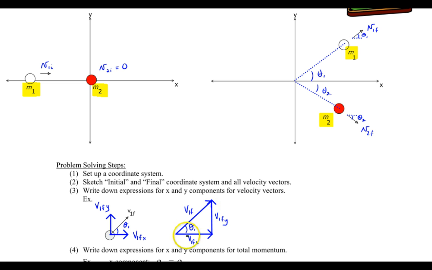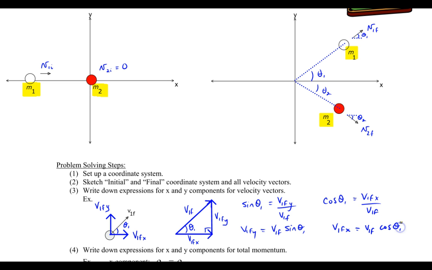And here's a picture showing all the velocities now in a nice right triangle. So therefore I can use trig ratios. For example, the sine of theta 1 would be equal to V1 final along the y-axis divided by V1 final. So V1 final on the y-axis is V1 final times sine theta 1. We could also say cosine theta 1 is equal to V1 final along the x-axis divided by V1 final. And so we have V1 final along the x-axis equal to V1 final times the cosine of theta 1. And so therefore we've expressed the velocities in their component form.